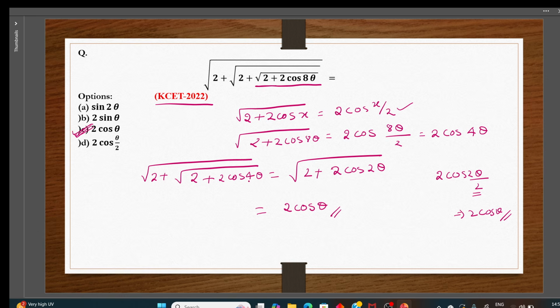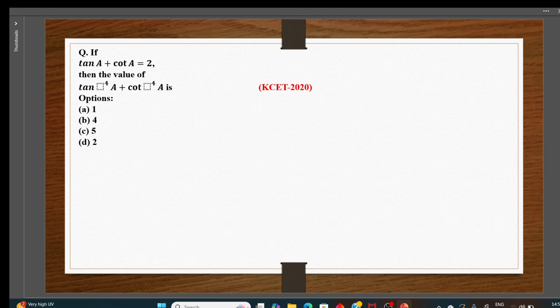Clear? So 8 theta becomes 4 theta, 4 theta becomes 2 theta, 2 theta becomes theta. This question is from KCET 2022. Next question, from KCET 2020.